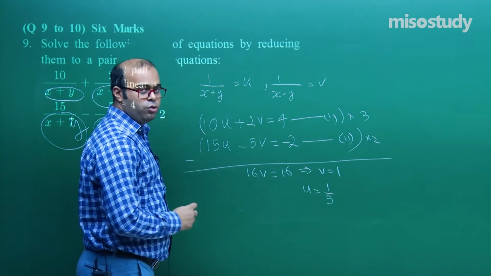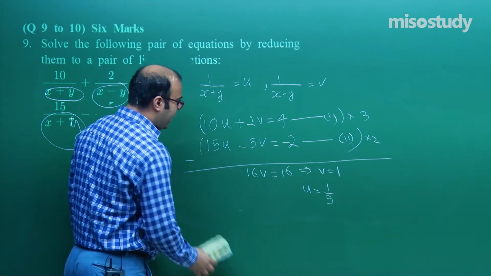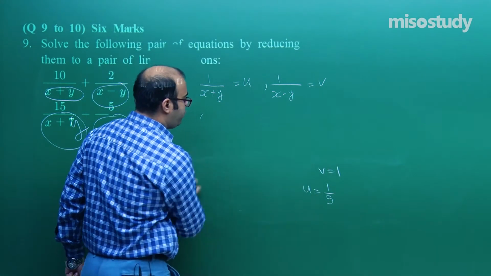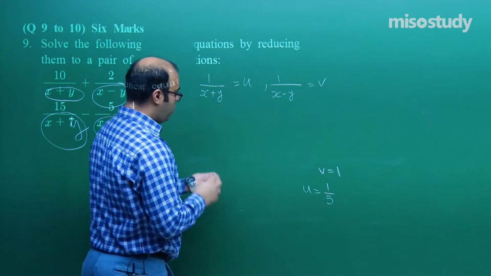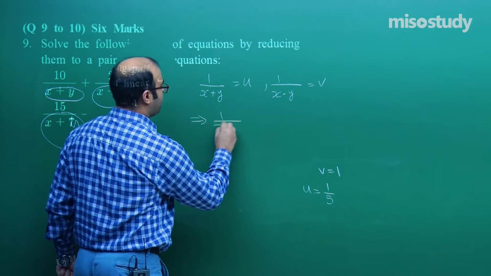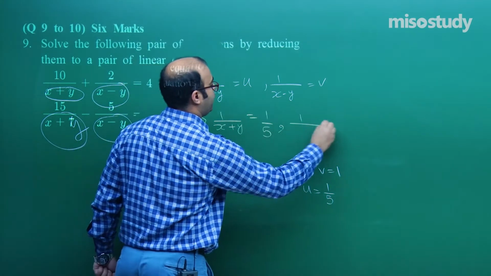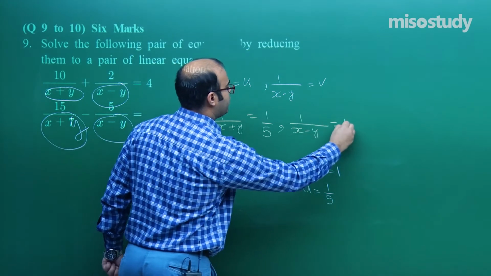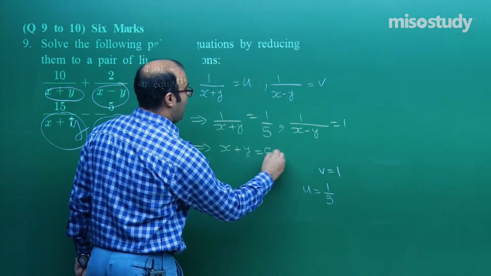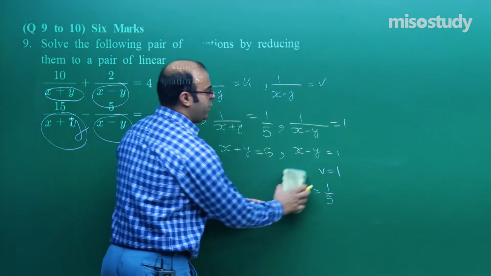This is what we are getting, u and v, but this is not the final answer. The final answer is of x and y. So we will put these values of u and v in this particular substitution. 1 by x plus y is equal to u, which is 1 by 5, and 1 by x minus y is equal to v, which is 1. So we will say that x plus y is equal to 5 and x minus y is equal to 1. Now let us solve these two linear equations.